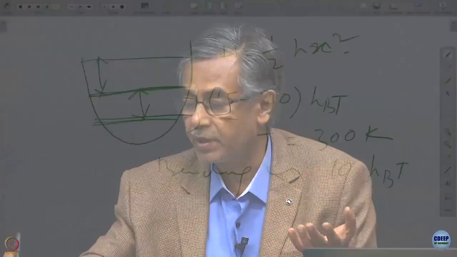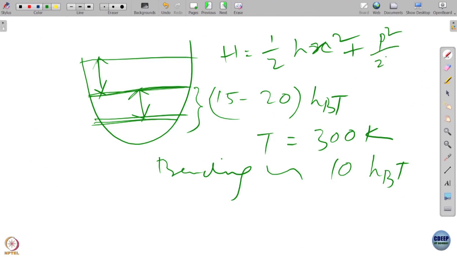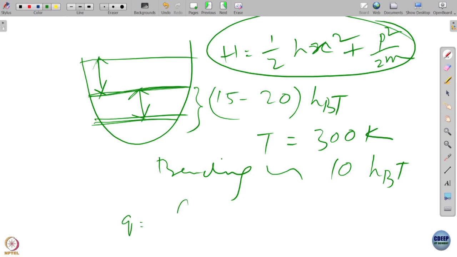And most of the results, even thermodynamics, for vibrational degrees of freedom are often done using classical mechanics by using half kx square. So I write half kx square, then I write my Hamiltonian as vibration plus p square by 2m. And then I do the integration by writing the molecular partition function and doing the integration.